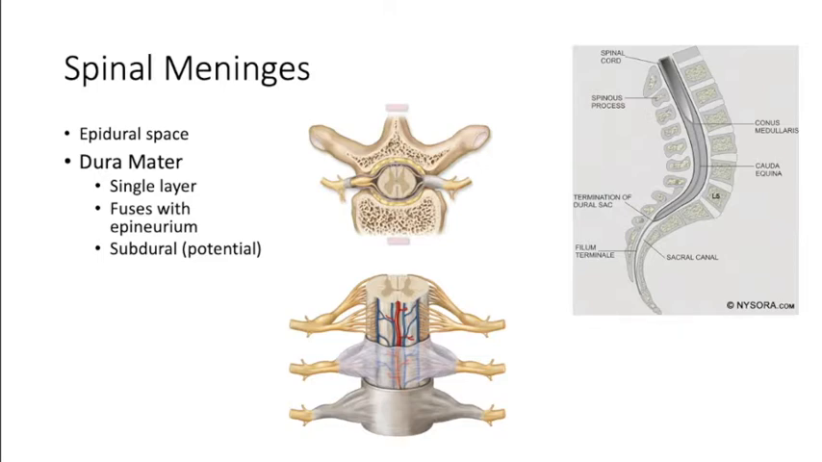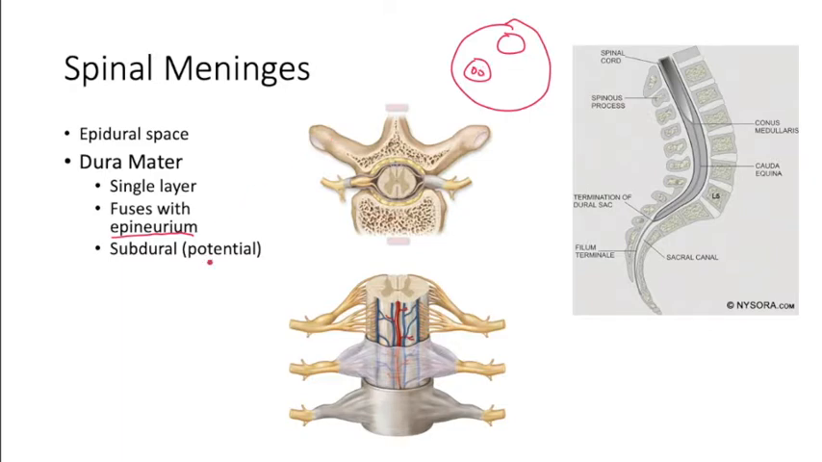There are no infoldings of dural septa. There are no sinuses, nothing. It's quite simply a single layer of dense irregular connective tissue, very tough tissue. It fuses with epineurium. So hopefully that word sounds familiar. When we, in chapter 14, looked at the structure of a nerve in cross-section, the nerve has connective tissue layers around it, just like muscle had connective tissue layers around it. And you have the entire nerve covered in a connective tissue layer called epineurium. And then we'd have fascicles that are surrounded by perineurium. And then inside, each little axon has endoneurium around it.